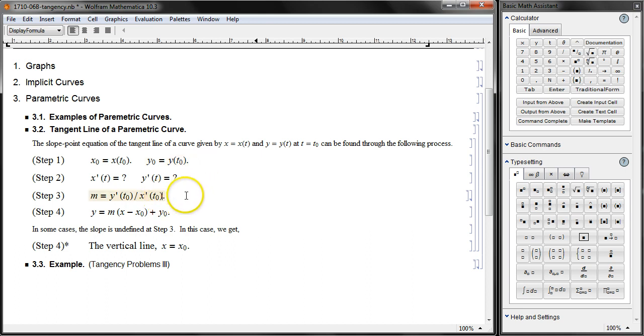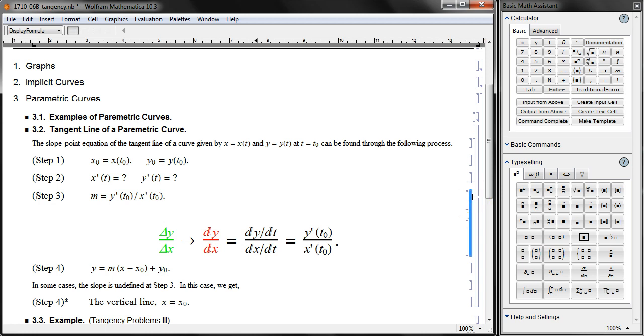But this one is not that straightforward. Why y prime over x prime? Why not x prime over y prime? Well, as a matter of fact, here it is.